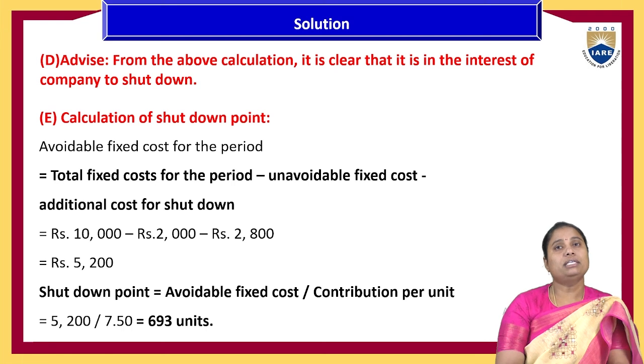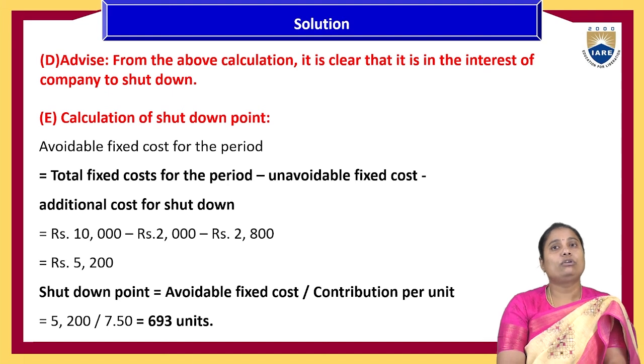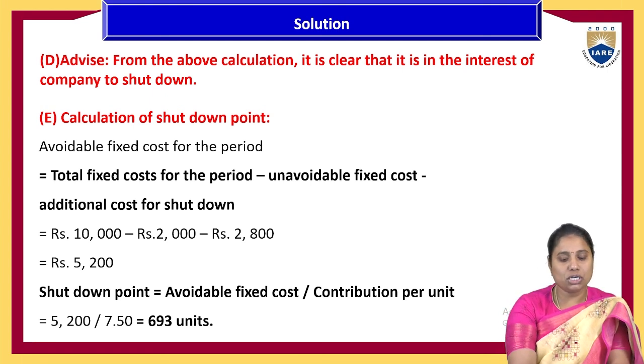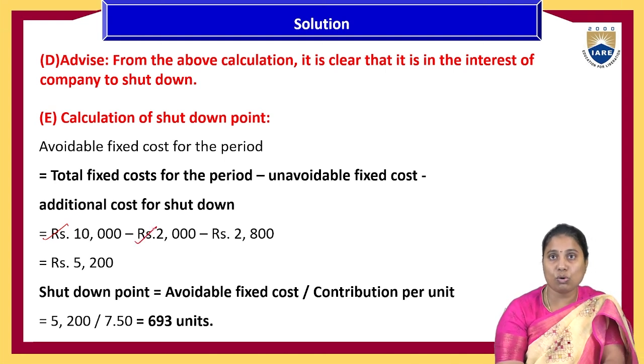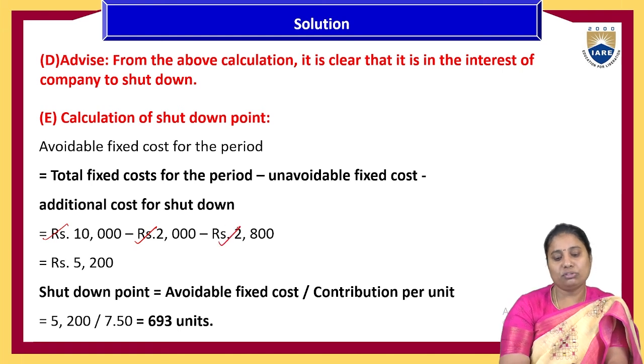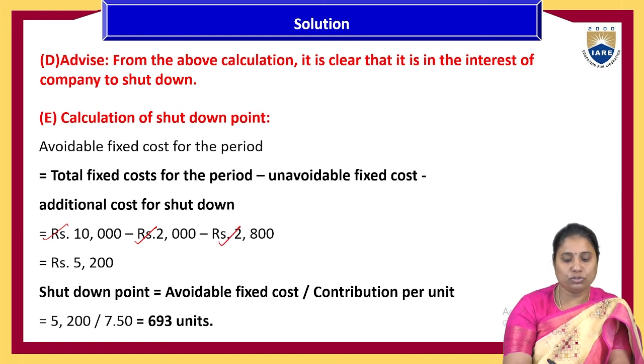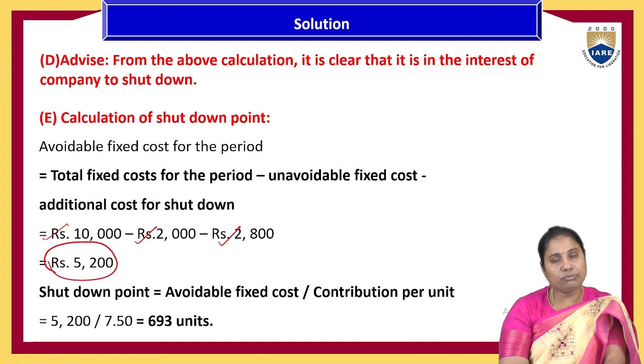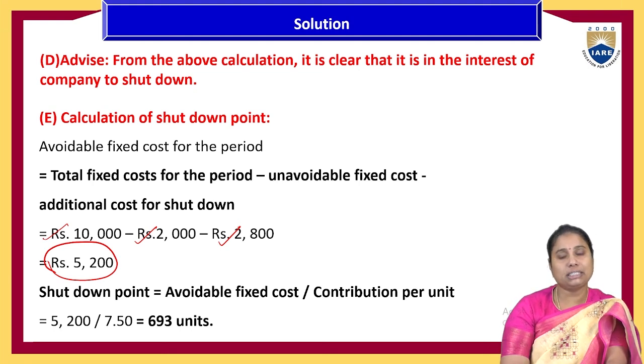Then if they shut down, we have to see the avoidable fixed cost for this period: total fixed cost of the period minus unavoidable fixed cost minus additional cost of the shutdown. The total fixed cost is 10,000, and additionally 2,000 rupees if they want to avoid that, and 2,800 rupees is the cost incurred for the shutdown. So they are going to have 5,200 as the avoidable fixed cost, because if they shut down, they need not spend this 10,000 rupees.